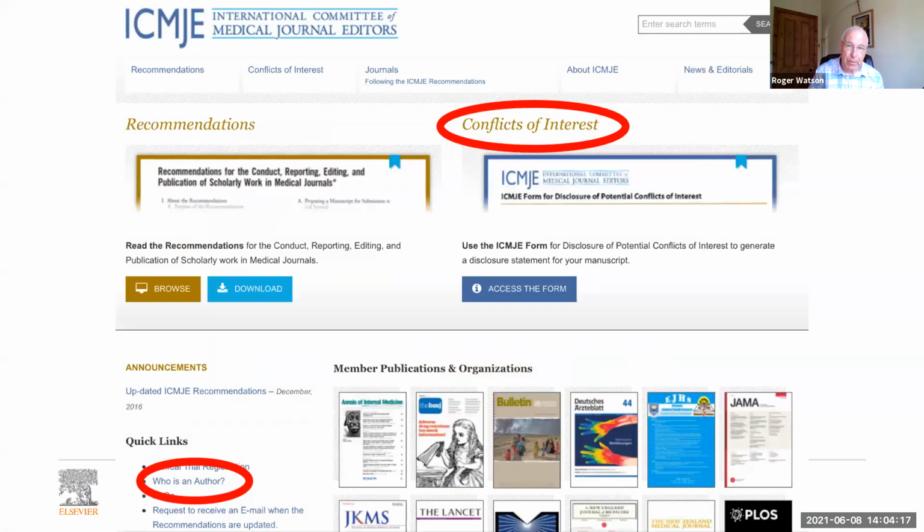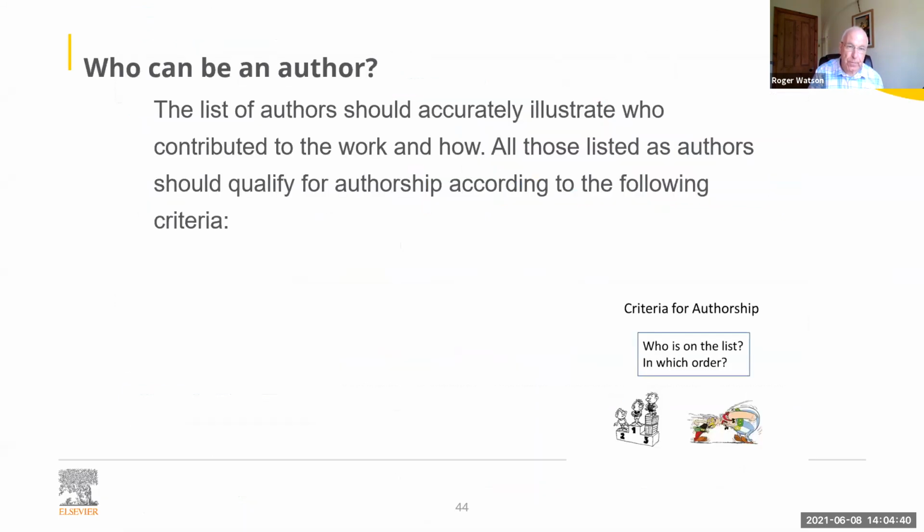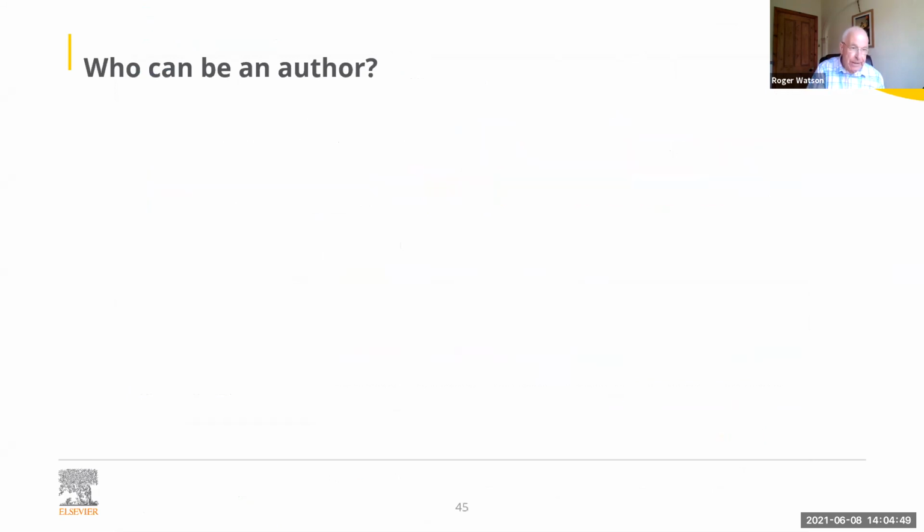And so what I want to do is use the ICMJE guidance, the International Committee of Medical Journal Editors guidance, and I want to look here at who can be an author, and I also want to use some of their guidance on conflicts of interest. So again, these are pages that you can check if you want to, and you will find the same information there. I'll just expand on them slightly here. So basically, who can be an author? It should be the people who meet the following criteria.